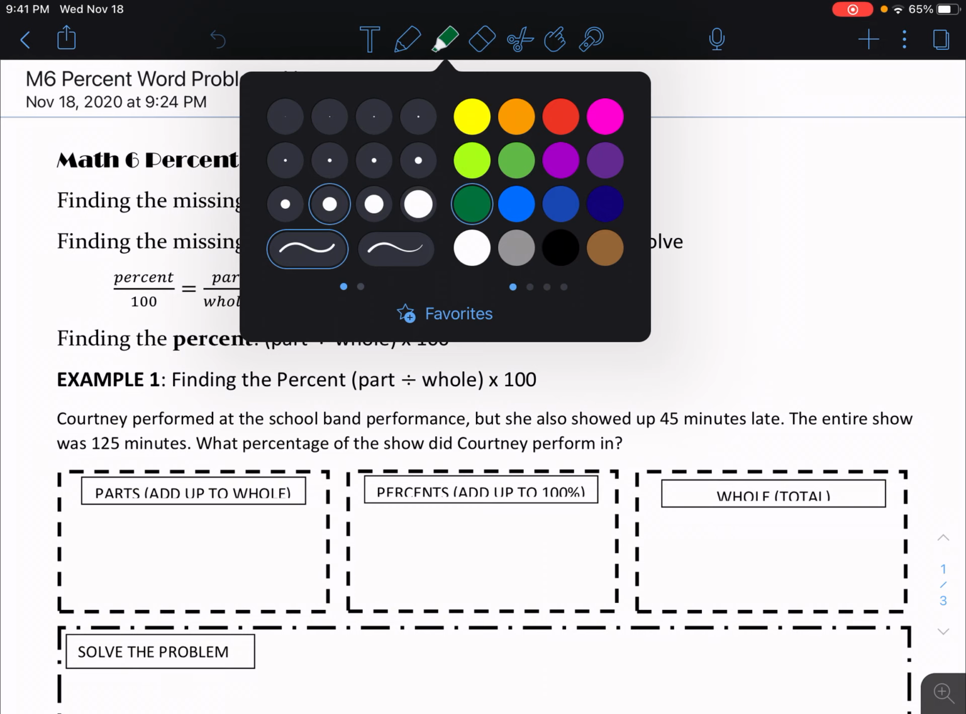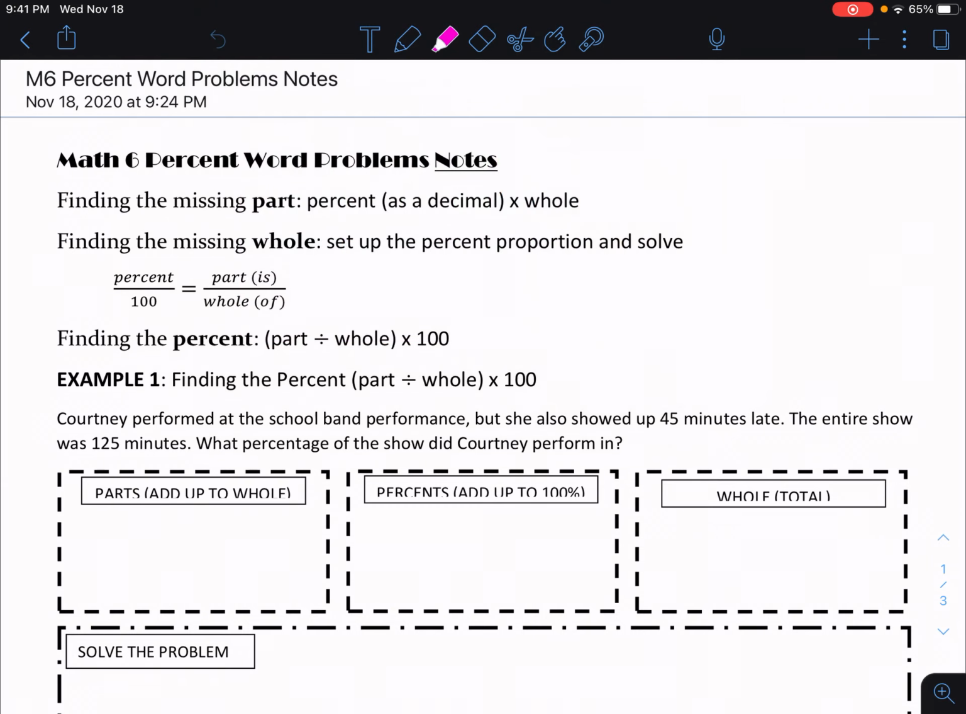So, let's do it in order. To find a part, you're going to change the percent to a decimal and multiply by the whole. Remember to write it as a decimal. You're going to move the decimal to the left 2 times. Okay.